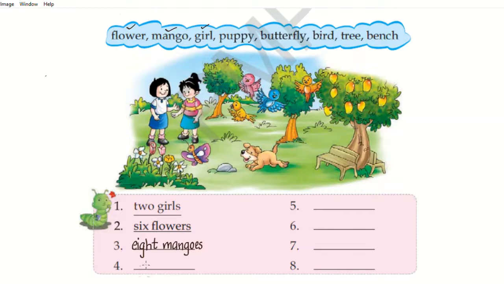Next word, puppy. Let's see for puppy. And there is only one puppy in the picture. Let's write at number 4. 1 puppy. Next word is butterfly. And if you see in the picture, there is only one butterfly. Let's write it at number 5. 1 butterfly.